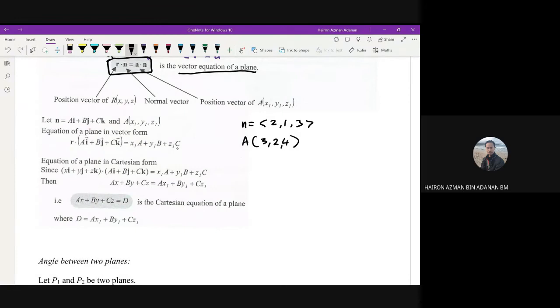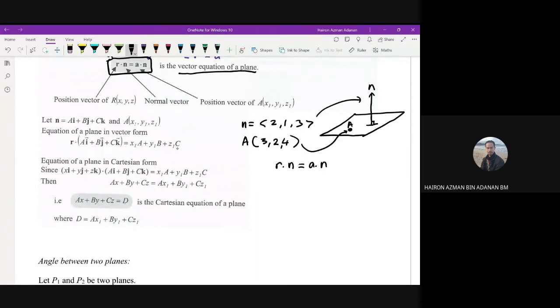So if you draw, this is point A. This is coordinate A. And then we have the normal. So this is your vector normal. This is your normal. To find the equation of a plane, it is just R dot N equal to A dot N, right?